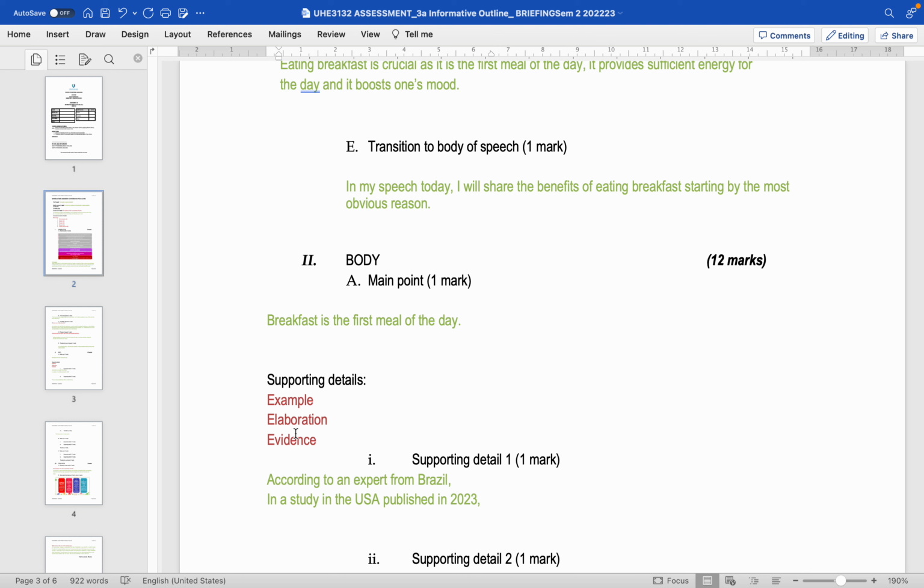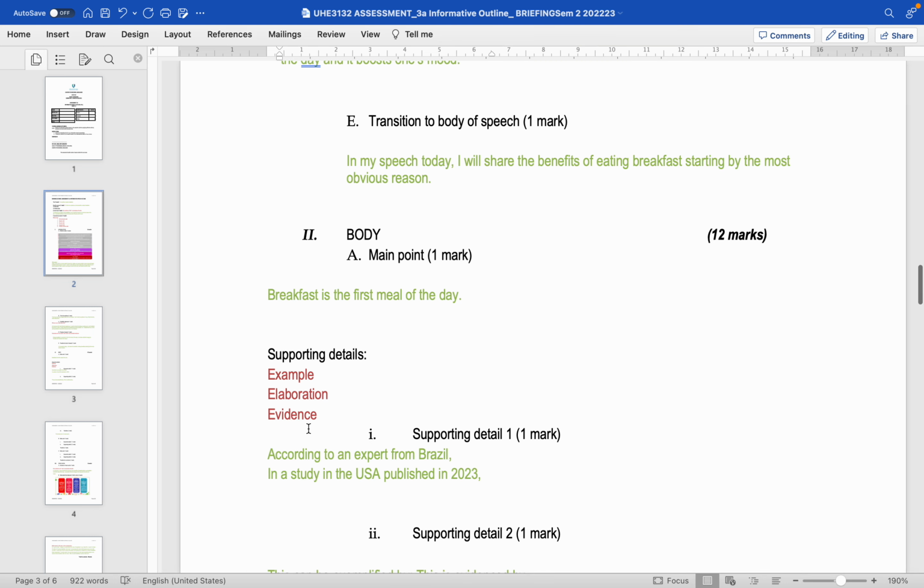For informative speech, having research or reading a lot is very, very important. That is how you know that you're the right person to talk about this. That is how your audience would feel like, oh, this person has done quite a number of research and readings. So this is a very, very excellent speech. Evidences, or citing the sources that you have, is extremely important in informative speech.